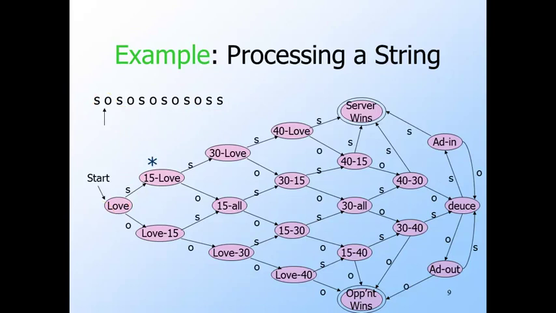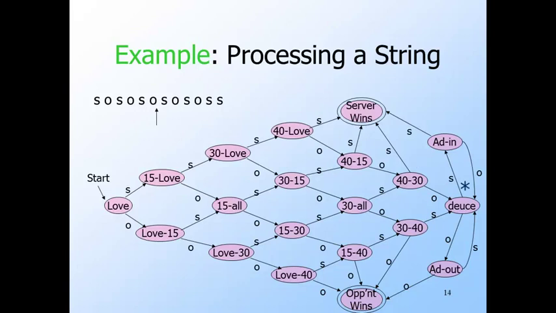Here we've made the first transition. The next input is O, and we're in state 15 love. The transition from that state on O is to state 15 all. In state 15 all, we see another S on the input, so we go to state 30-15. And O takes us to state 30 all. Then on S, we go to state 40-30. From there, we go on O to deuce.